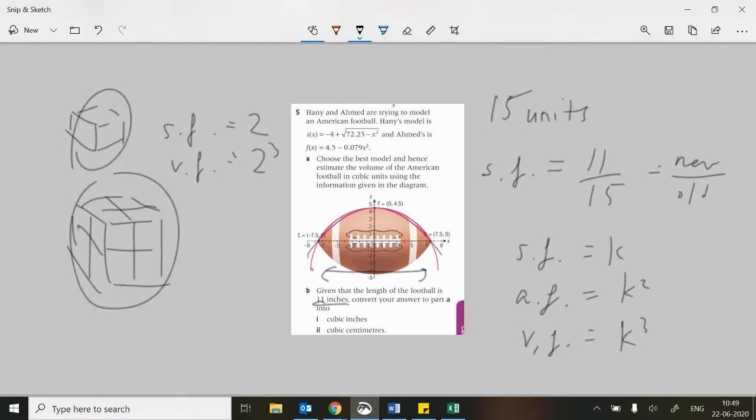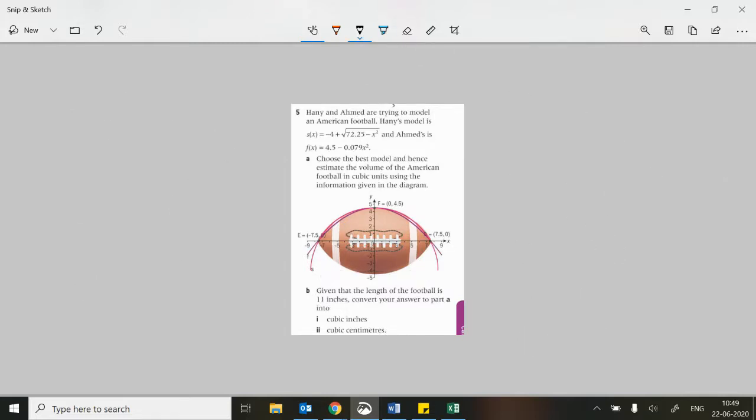Okay, so if we've got the scale factor of 11 over 15, then in order to change into cubic inches, we'll need to times by 11 over 15 cubed, because that's K cubed. That's our volume scale factor. Now, if we want to change that into cubic centimeters, let's just erase that now. So we've already just times by this.